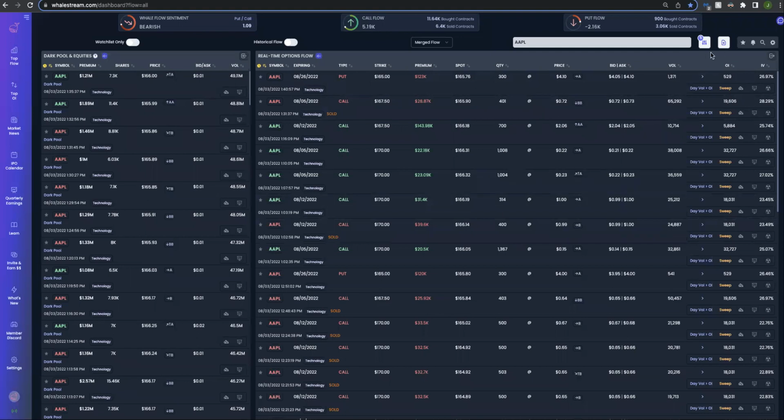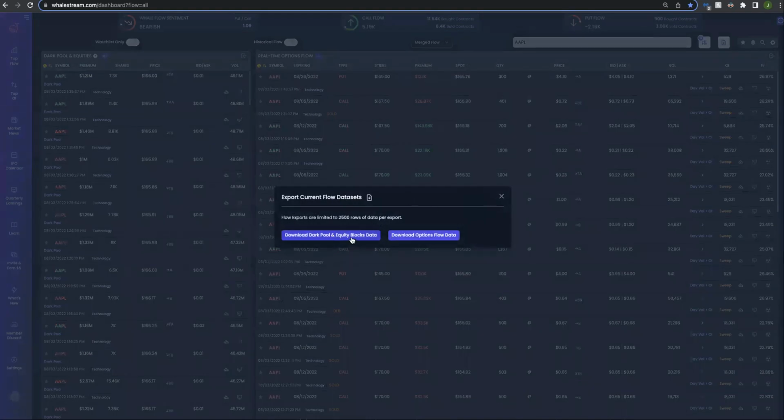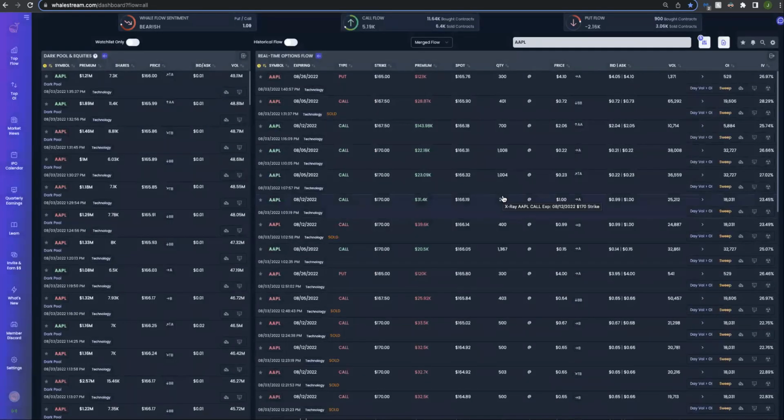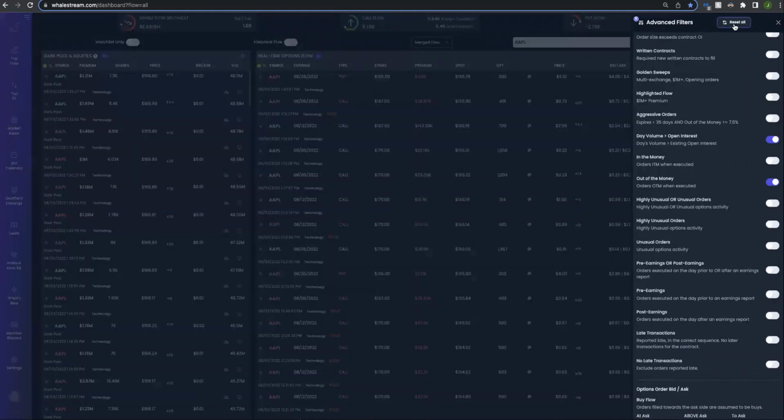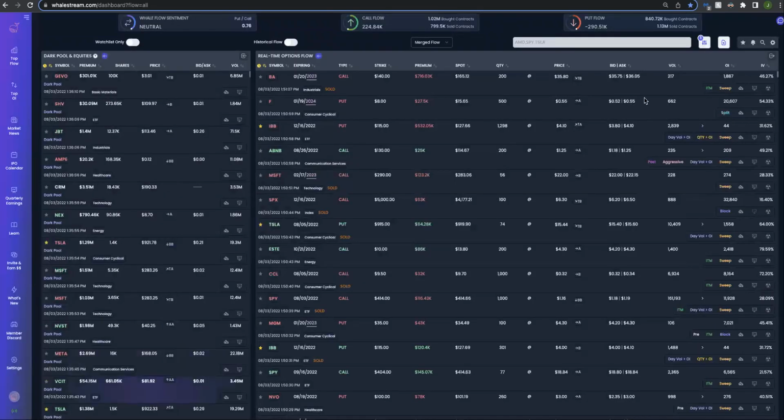You have some nice flow, and let's say you want to analyze it, you want to throw it in Excel. You just click this button right here and you could actually download the data that's on your dashboard right now. So you could export it, use it for other purposes, for other backtesting. And that's the export tool.